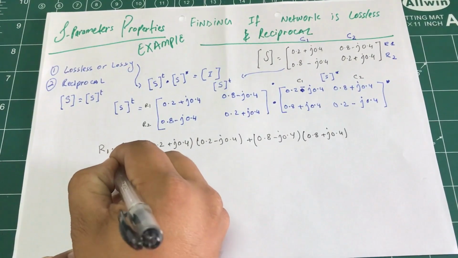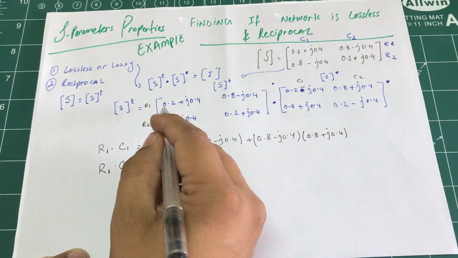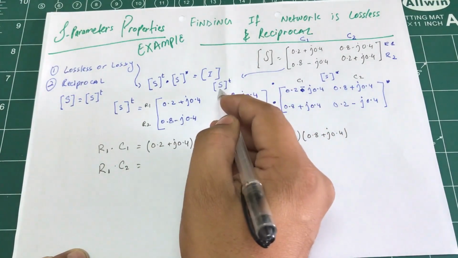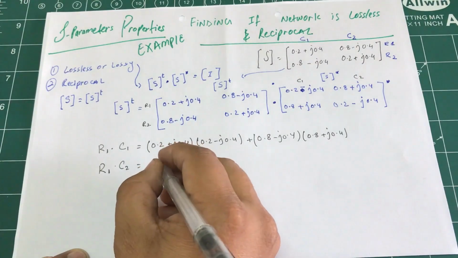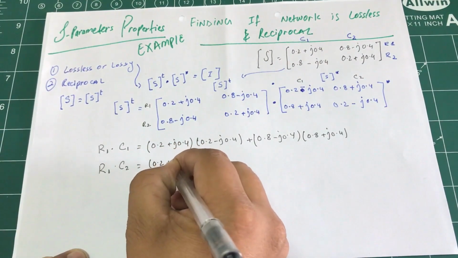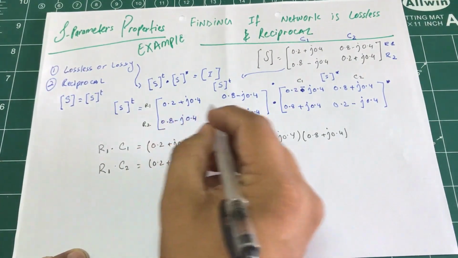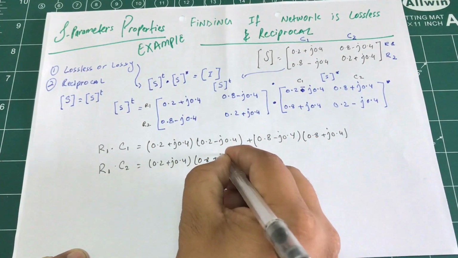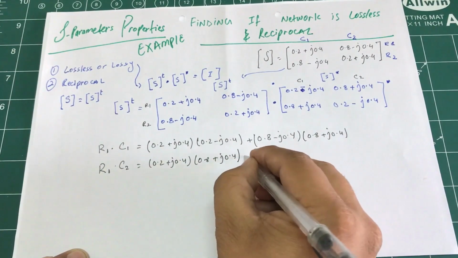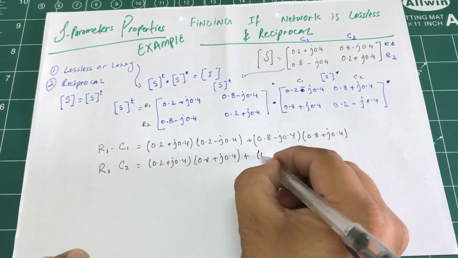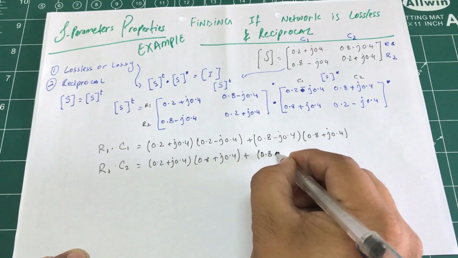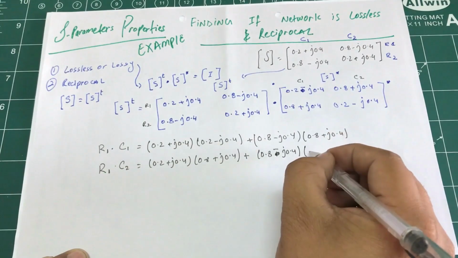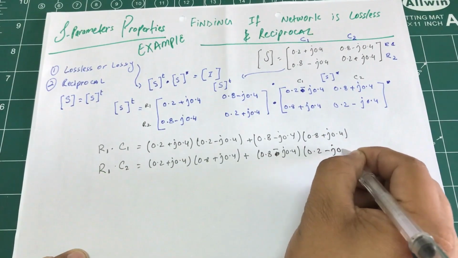Row 1, column 2. I'm simply multiplying the transpose matrix with the conjugate matrix. So 0.2 plus j 0.4, this is row 1, multiplied by column 2, which is 0.8 plus j 0.4, plus row 1 0.8 minus j 0.4 times 0.2 minus j 0.4.